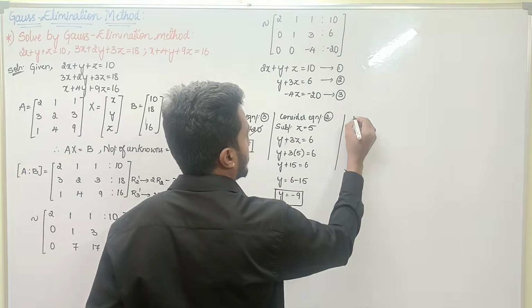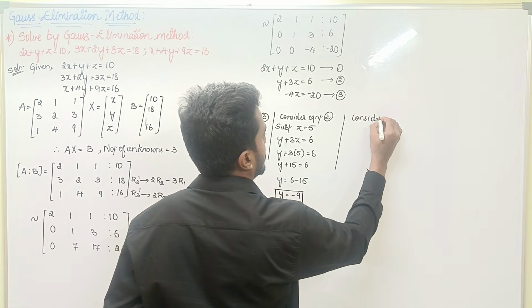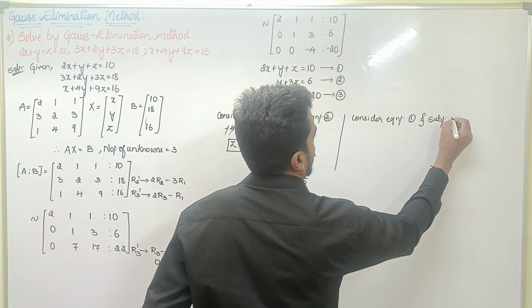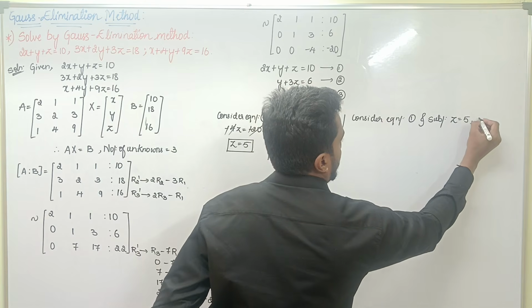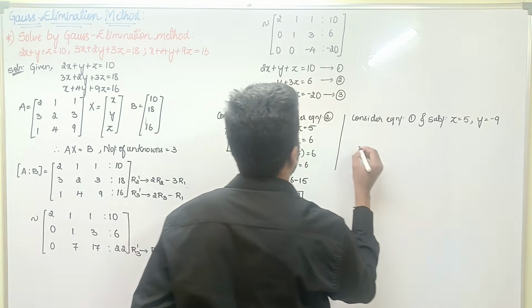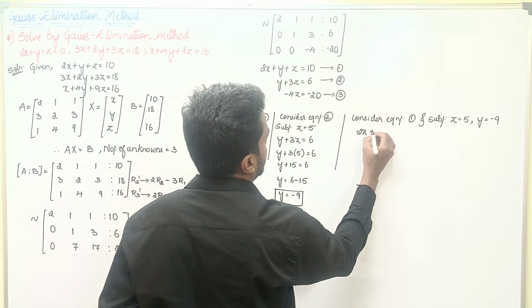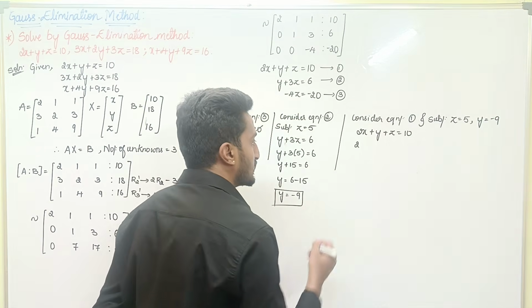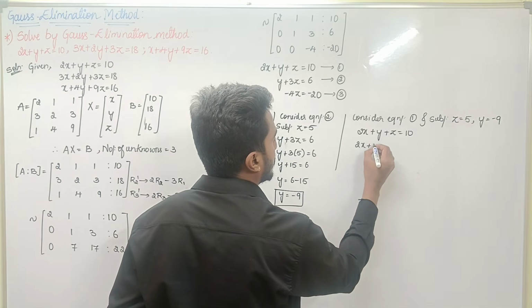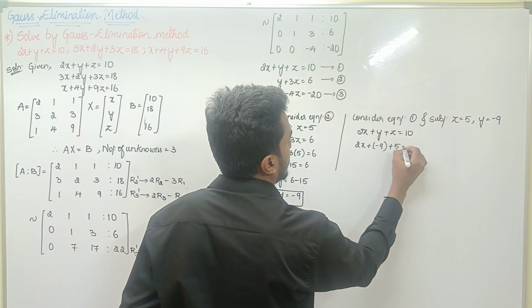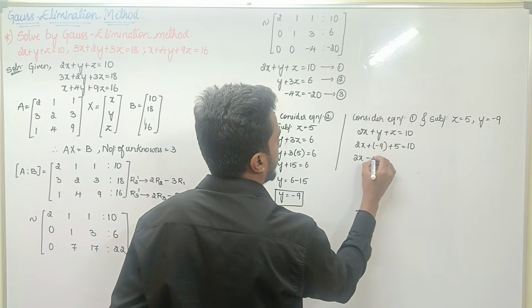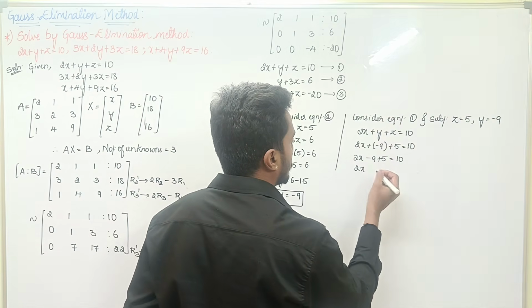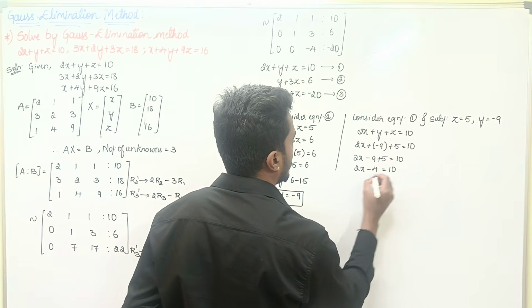Now consider equation number 1 and substitute z equal to 5 and y equal to minus 9. That is 2x plus y plus z equal to 10. We need to find the unknown, that is the x value. Let us substitute y. What is our y value? 2x minus 9 plus 5 equal to 10. 2x minus 9 plus 5, which is minus 4, equal to 10.